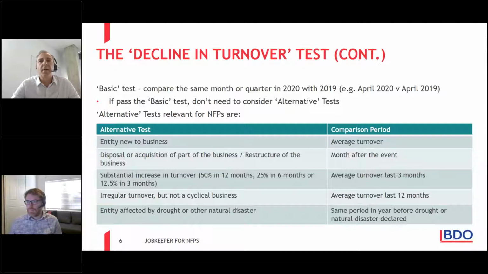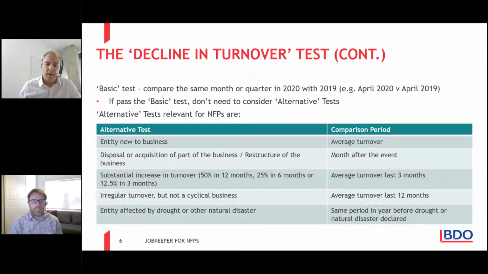The first month you can use is March, so you can use the March results as well, March 2020 versus March 2019, but you have to compare the same thing. Or you compare the quarter. In this case, it would be the April to June quarter 2020 to the April to June quarter in 2019. If you look at the basic test and you say, yes, I've had a 15% decline in revenue, you don't need to consider the alternative tests.